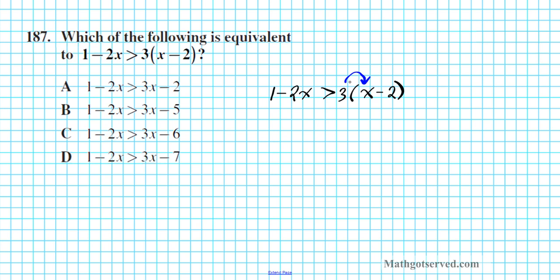So we distribute 3 to both terms in the parentheses. So don't forget to put the arrows. It helps you avoid forgetting to distribute to every term in the parentheses. Okay? So on the left side, it remains unchanged. 1 minus 2x. That's greater than 3 times x is 3x. Minus 3 times 2 is 6. So which answer do we have? The answer is option letter C.